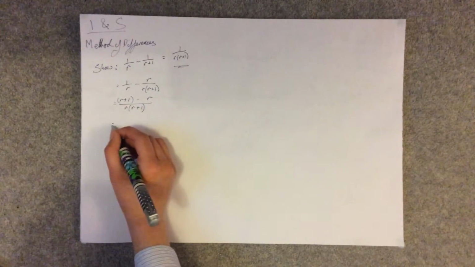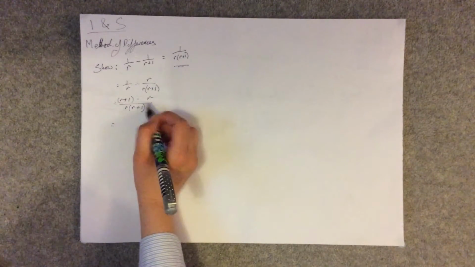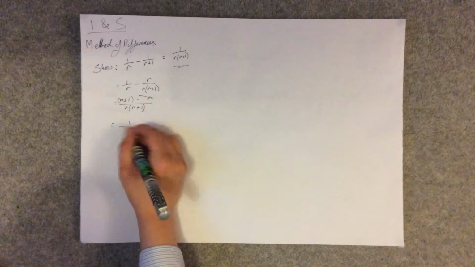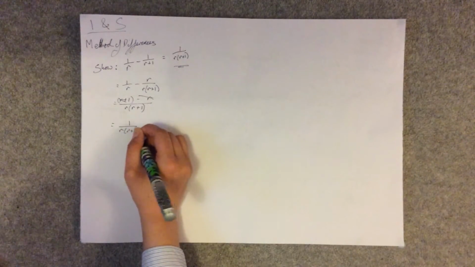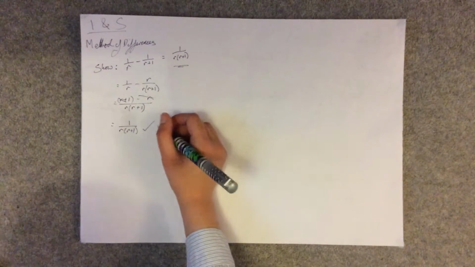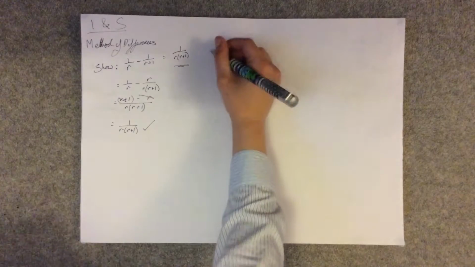And from here you can simplify the top, so it's r plus 1 minus r. The r's cancel each other out, because it's positive r and negative r, so you're left with 1 over r plus 1, which is what we wanted, so yay, proved. Woo. And now you have your hence.